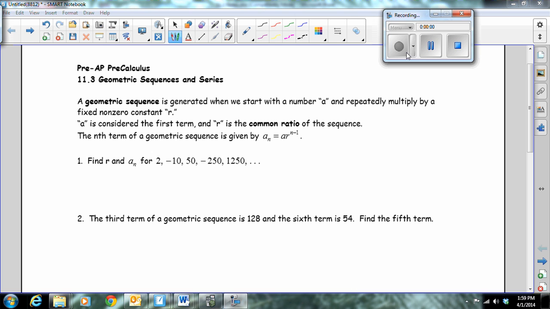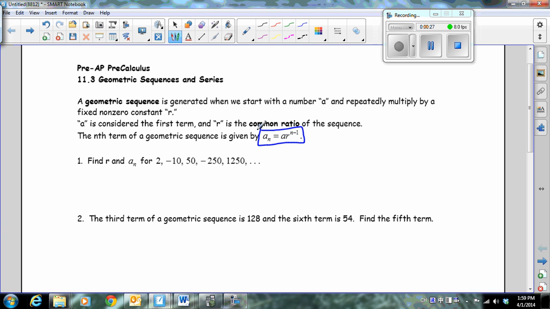This is your 11.3 geometric sequence and series. Yes, we skipped 11.2. A geometric sequence is generated when we start with a number a and repeatedly multiply by a fixed non-zero constant r. A is considered the first term, and r is the common ratio of the sequence. The nth term of a geometric sequence is given by this formula.